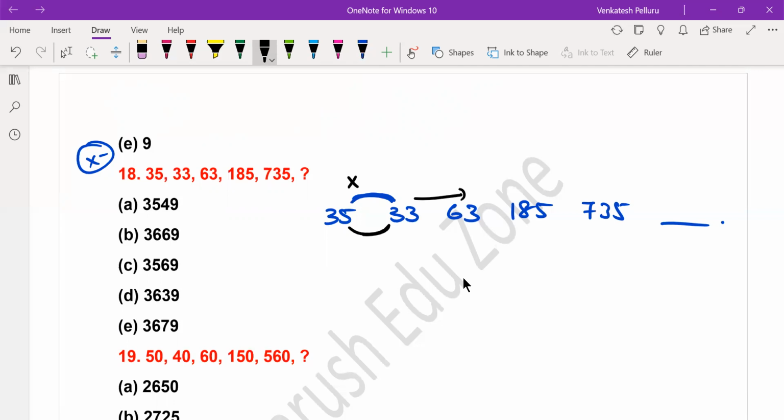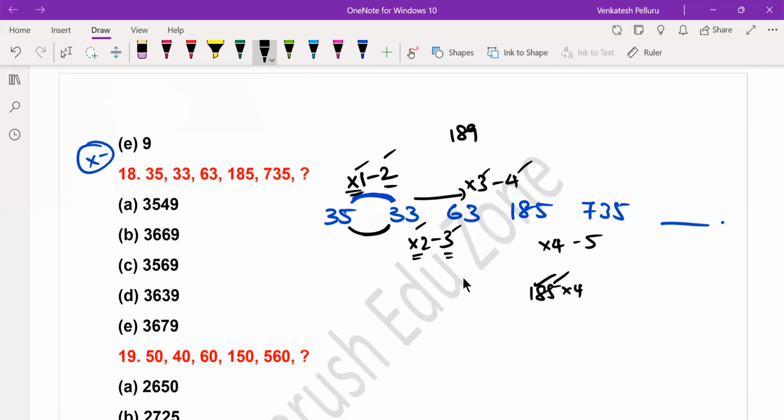So what happened here is 35 1s are 35 minus 2. 33 2s are 66 minus 3. Into 1 minus 2, into 2 minus 3. So into 1, into 2. Next it has to be into 3. 63 into 3 is 189, minus 4. Look, minus 2, minus 3, minus 4. Obviously, next minus 5. Multiplication: into 1, into 2, into 3. So it has to be into 4. So 185 into 4. 18 4s are 720 plus 20, 740. Minus 5, 735. So to get the answer, what you have to do? Into 5 and minus 6. 5 sevens are 3500.